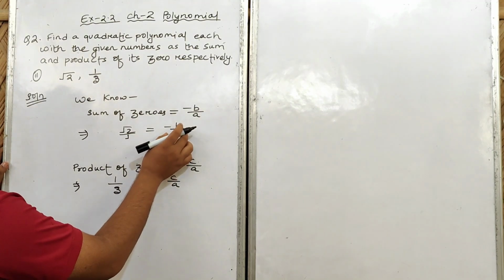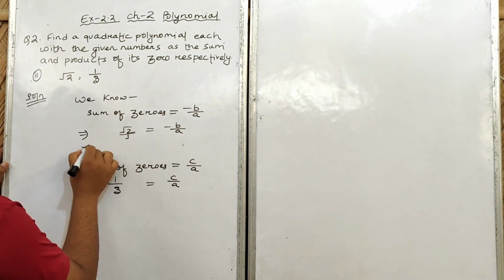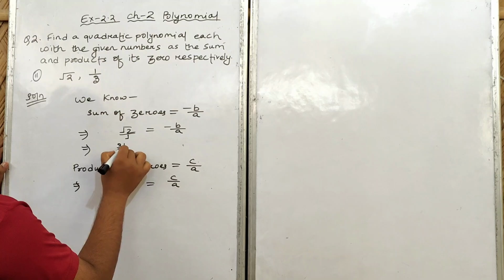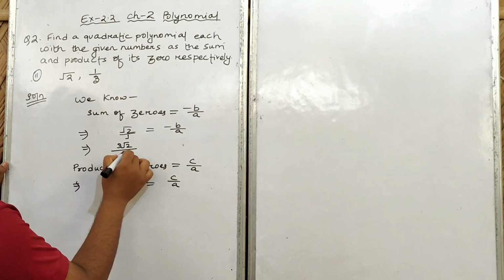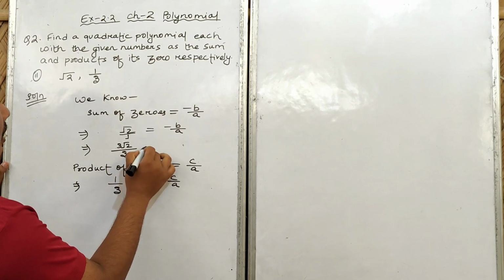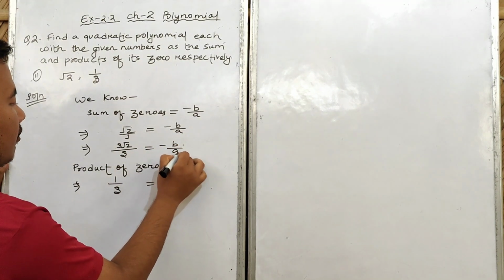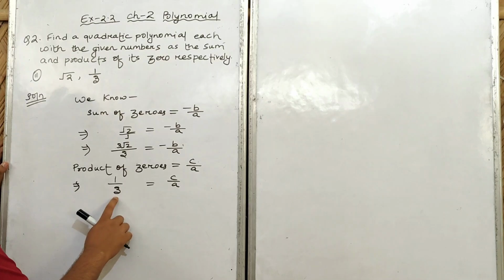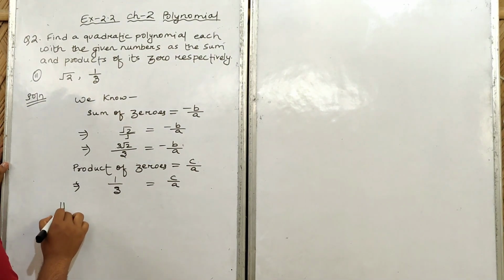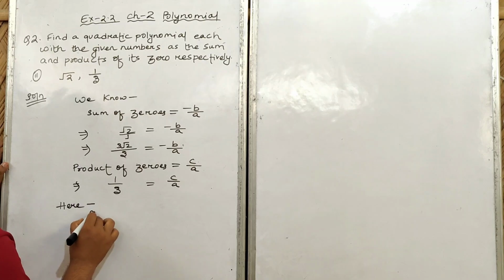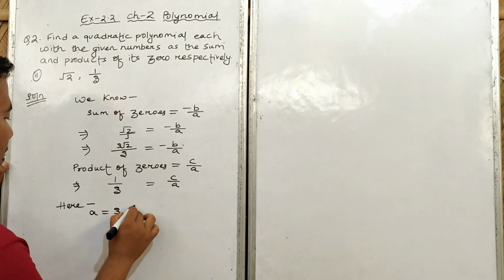So we will try to get the a value 3. So what we will do now? We will multiply 3 upside and downside both. Means numerator में हम लोग 3 multiply करेंगे, denominator में हम लोग 3 multiply करेंगे. So 3√2 equal to -b by a. Now if you compare a value here you got 3. Similarly here also a value you got 3. It is matching or not? So write it down. So here a you got 3.